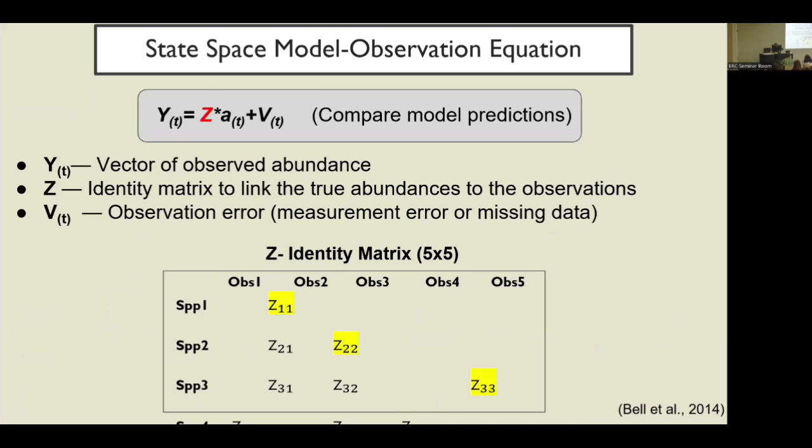And the second part of this model is the observation equation. It explains how the actual data are collected and how they reflect the true population. So right here, Y represents the observed abundance, C is the identity matrix that links the true abundance to observations, and V is the observation error. We could think of it as sampling error or missing data.